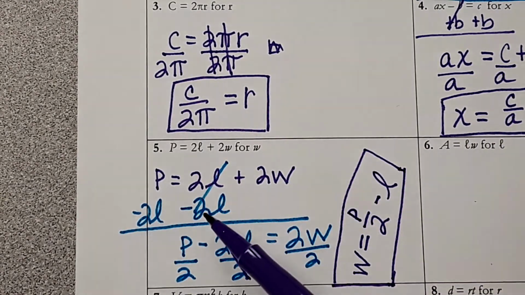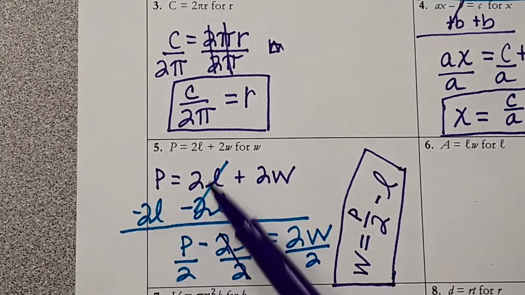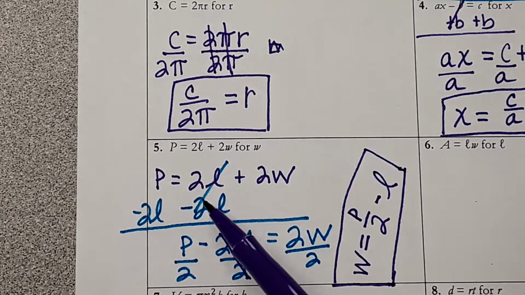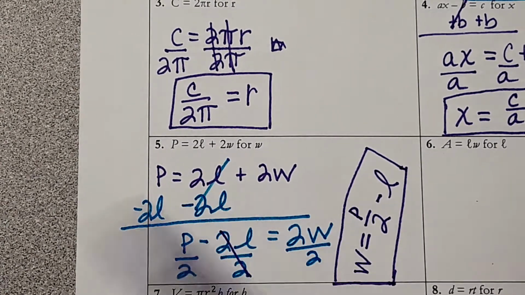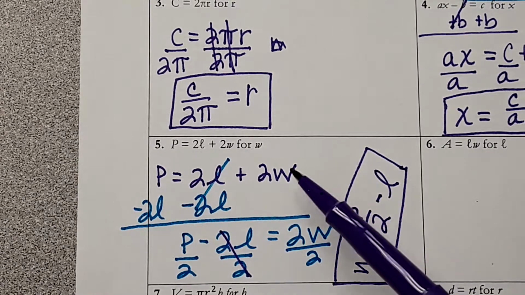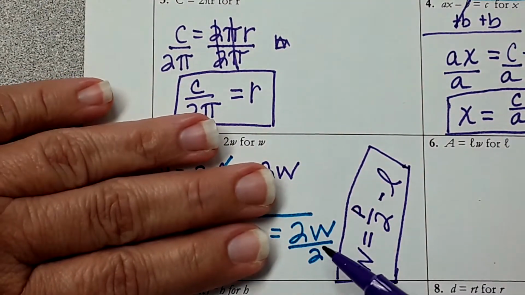Again, always starting with your adding and subtracting. So I subtracted 2L from both sides because that was being added. And I subtracted because the inverse of addition is subtraction. And then I divided by the 2 because that's what you would do. In a normal situation, you would just divide by 2.